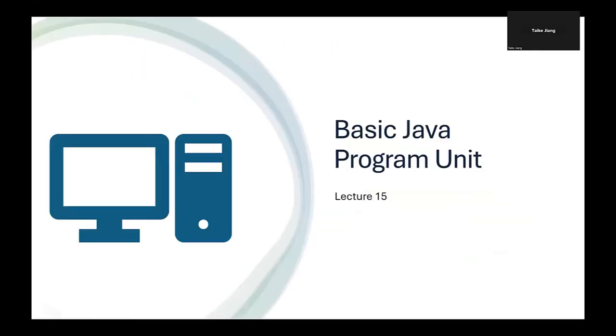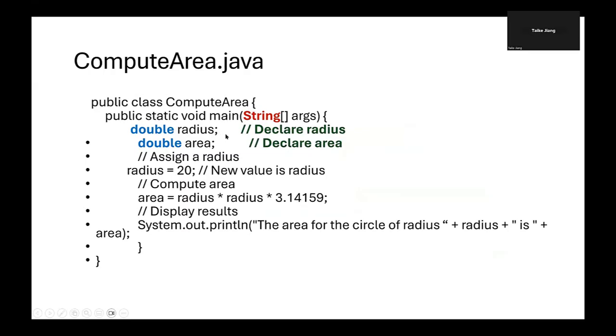Next, you need to learn how to write a program. Let's assume that you want to write a program computing the area. You have radius and area, and then you try to compute it. So you declare a radius and area, and then you actually calculate the area, pi r squared, and you represent your data.